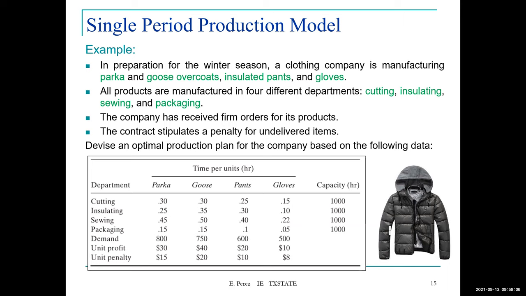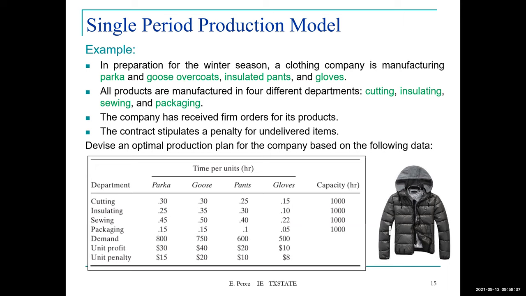But you also have a profit per unit, and the time unit requirements for producing each one of the products per department. So we have 4 departments here: cutting, insulating, sewing, packaging. You have the demand for the next period per product, and you have the time necessary for producing each type of product in the cutting, the insulating, the sewing, and the packaging.